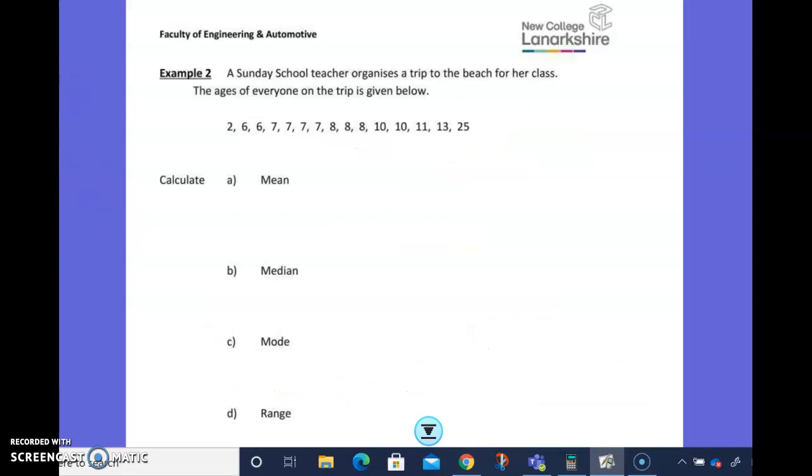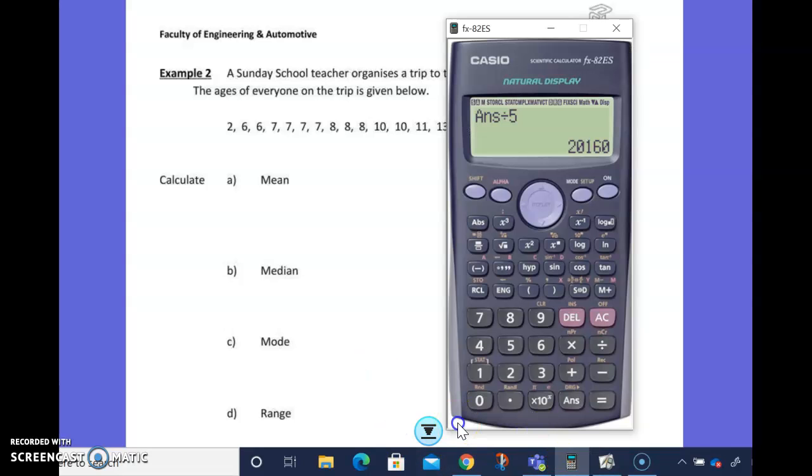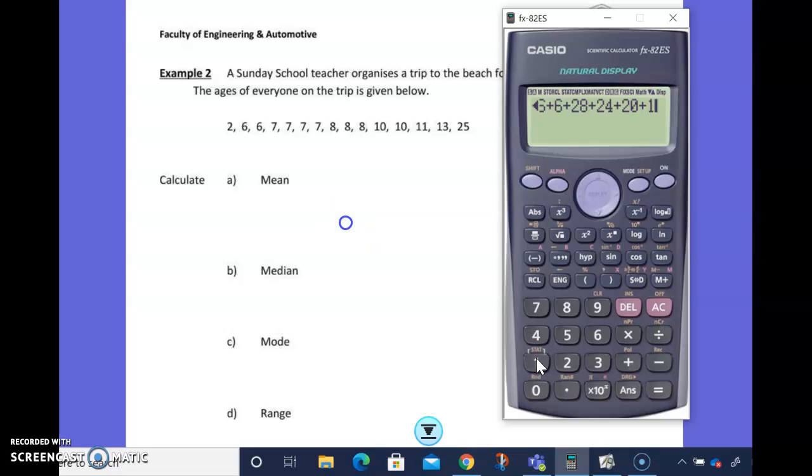Okay. So that's mean and median then. Let's see if we can include our mode and also range, see if we can remember what that one is. Okay, so our mean here, to find the mean, we're going to add them all up. 2 plus 6 plus 6 plus 1, 2, 3, 4 7s. 4 7s are 28. 3 8s, 24. 2 10s. Plus 11. Plus 13. Plus 25.